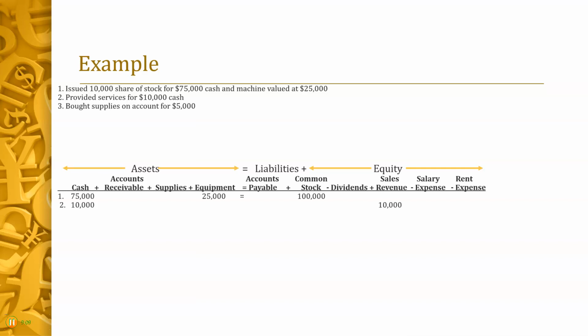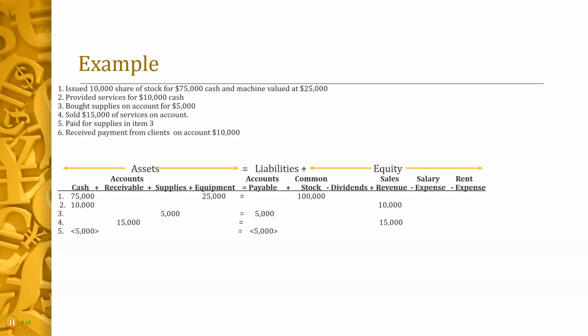We bought supplies on account for $5,000. What that means is we got the supplies, but we didn't pay for them. So we have to set up that accounts payable. So supplies went up and accounts payable went up. We sold $15,000 of services on account. So accounts receivable will go up because they didn't pay us, and we have sales revenue. We paid for the supplies that we bought previously. So that's going to reduce cash and reduce accounts payable.